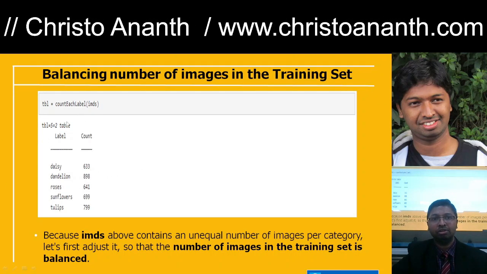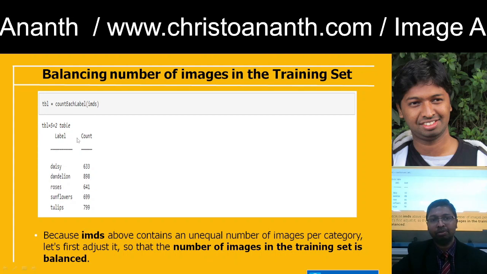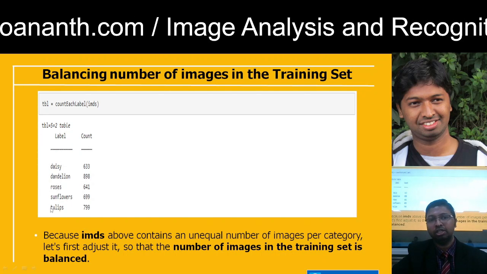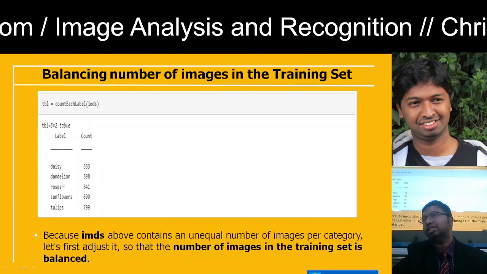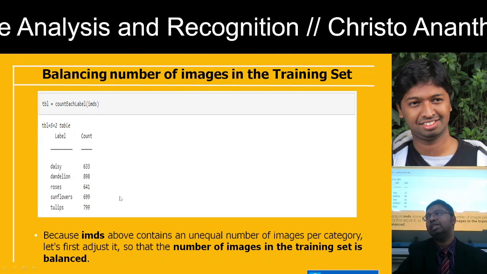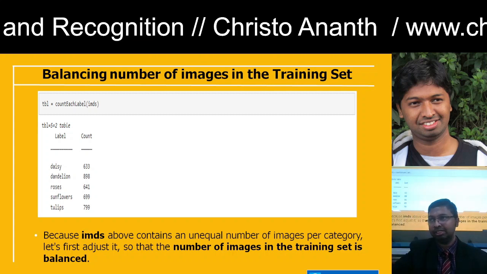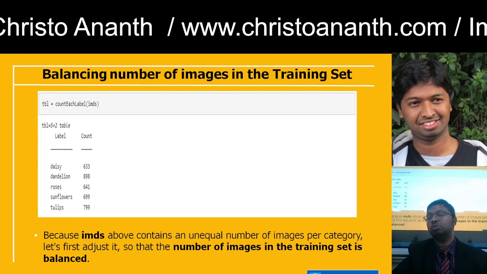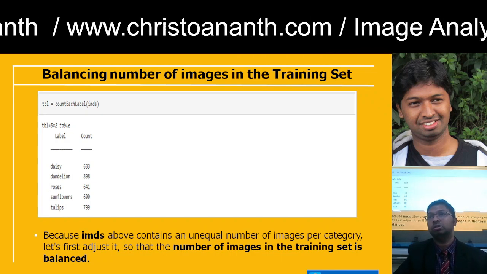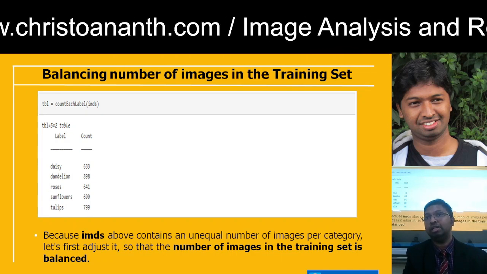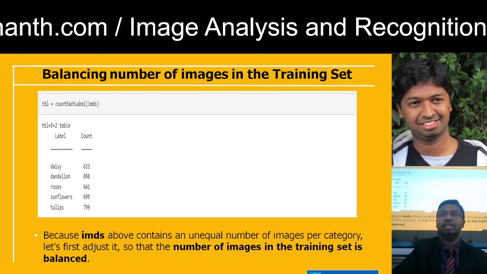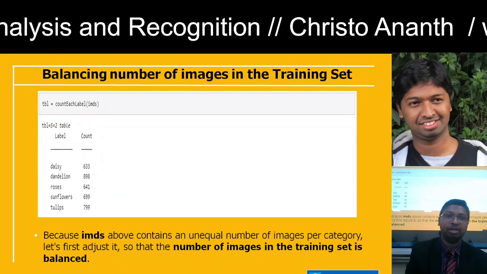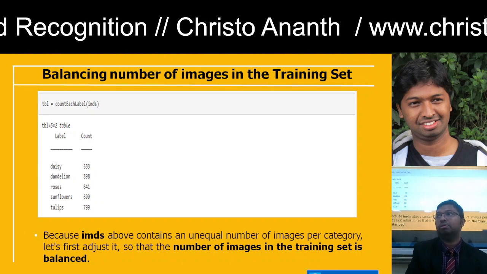Okay, so you will go with the TB1, like a label count: daisy, dandelion, roses, sunflower, tulips. You will have the count. So these are the number of images present in each category. For example, daisy has 633 images. That many images are there in the daisy type. Similarly roses, similarly tulips.